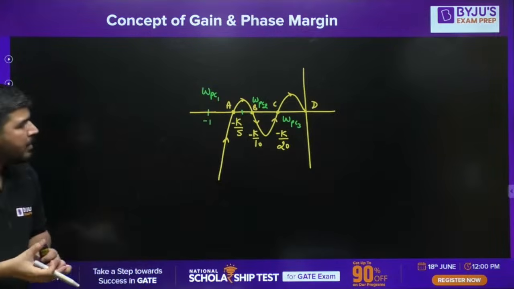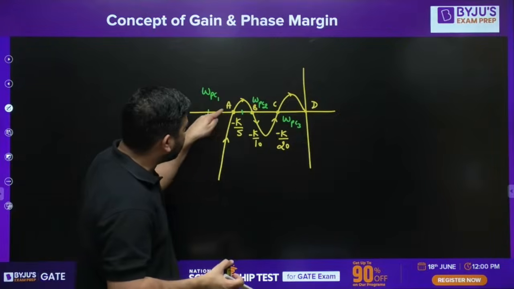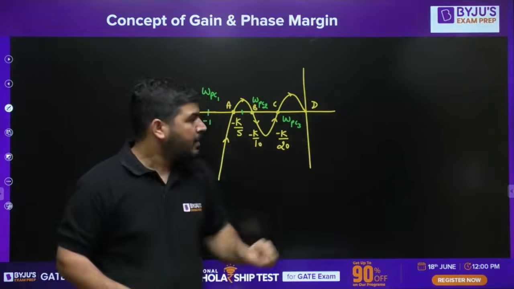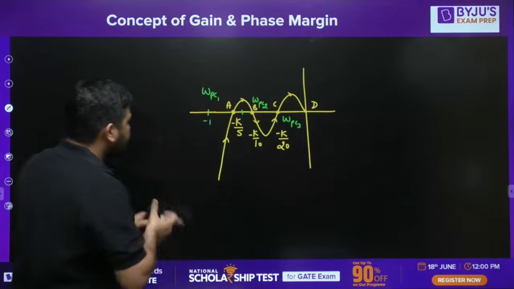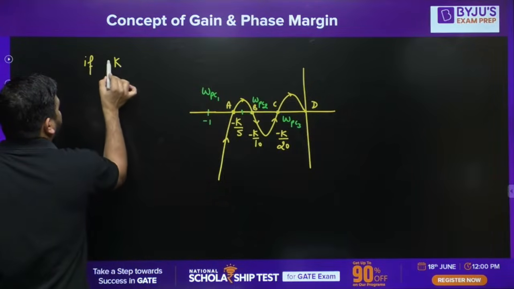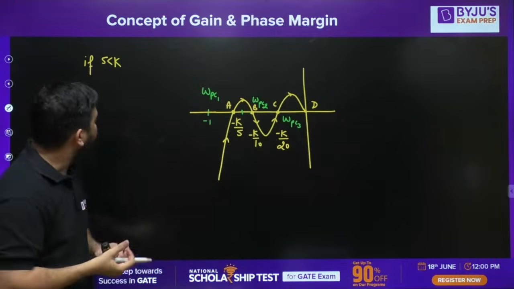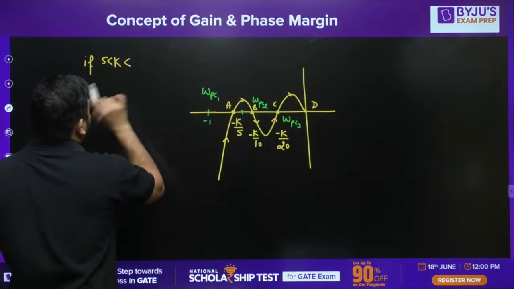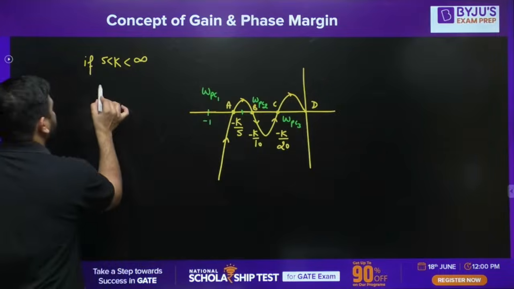Okay. So I'm varying the k value. If I'm varying the k value, these points will vary. And it is given that if k is greater than 5, less than infinity, the system is unstable.